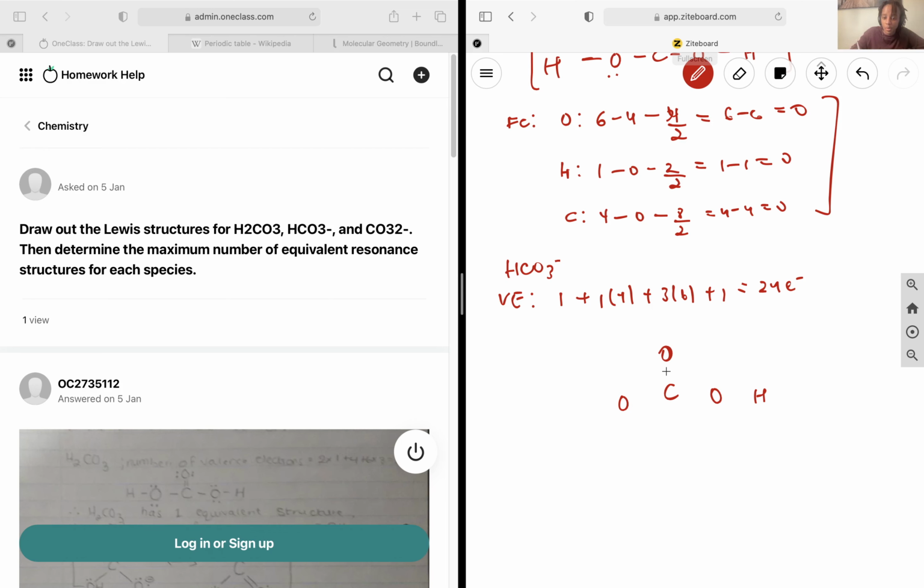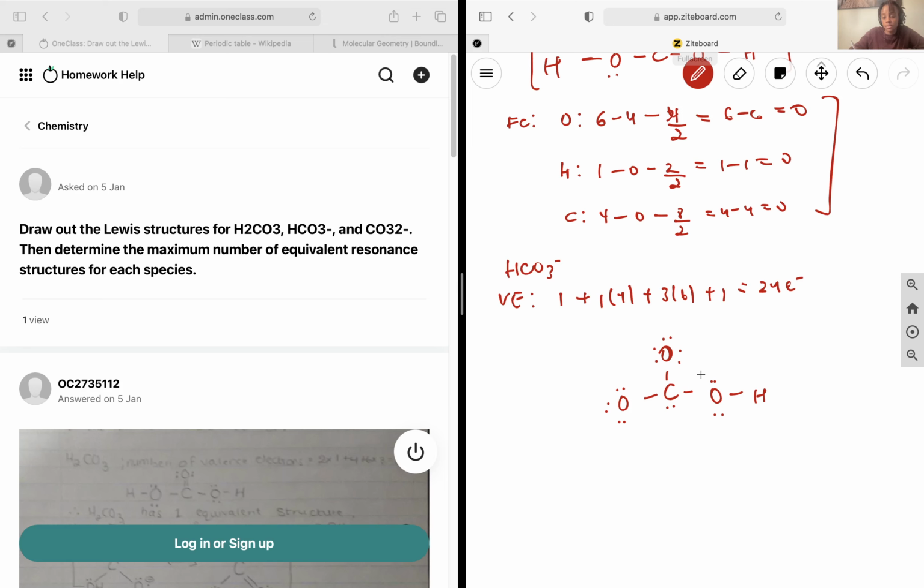And so let's start by putting 1 bond on each and filling in our valence electrons and see if we have our 24. So we have 2, 4, 6, 8, 10, 12, 14, 16, 18, 20, 22, 24, 26. So clearly, again, we have too many electrons. So let's see what we can do to bring the electrons down to 24.